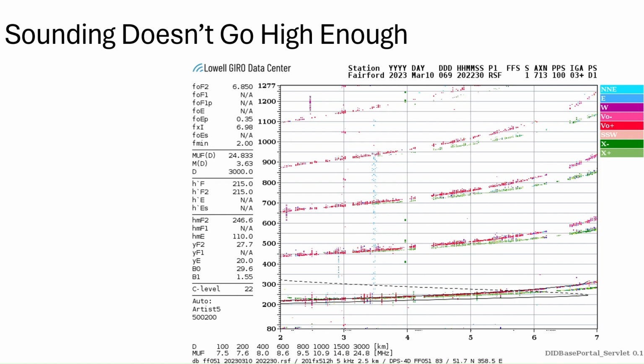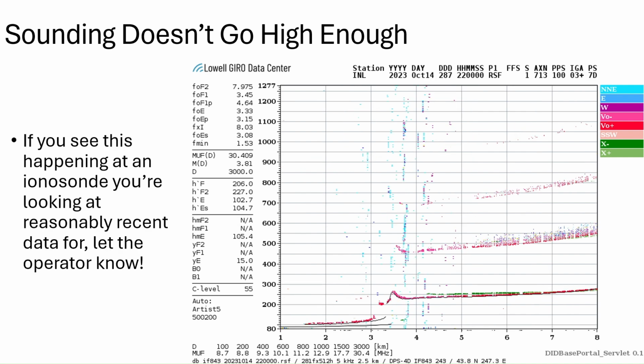This one, don't ignore. This is where the operator has kept their upper sounding frequency too low, and so you do not have a completed trace here. This is a perfectly great ionogram, but it's just missing the top half. There's a qualifying letter for that. I can't remember the descriptive letter for that, but the main thing is, this is another example of this.